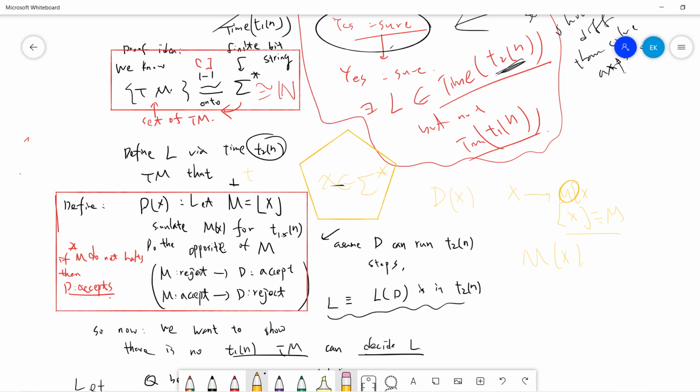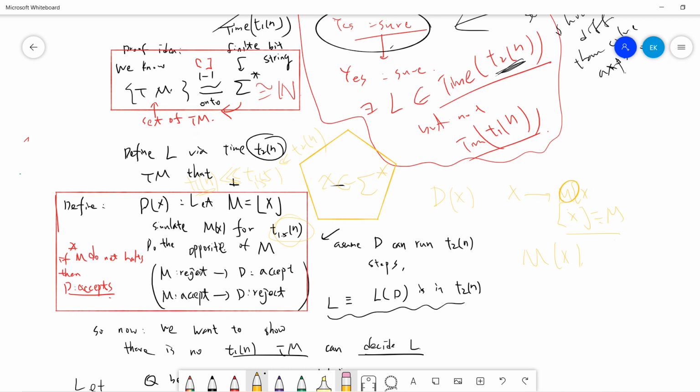So t1(n) is some function which is greater than or equal to t1(n), but still less than t2(n). And after t1(n) time, we do the opposite of M. The idea is that if M rejects, then D will accept. If M accepts, D will reject. So if M outputs 0, then D outputs 1. If M outputs 1, then D outputs 0. And if M does not halt, then D just outputs 1.